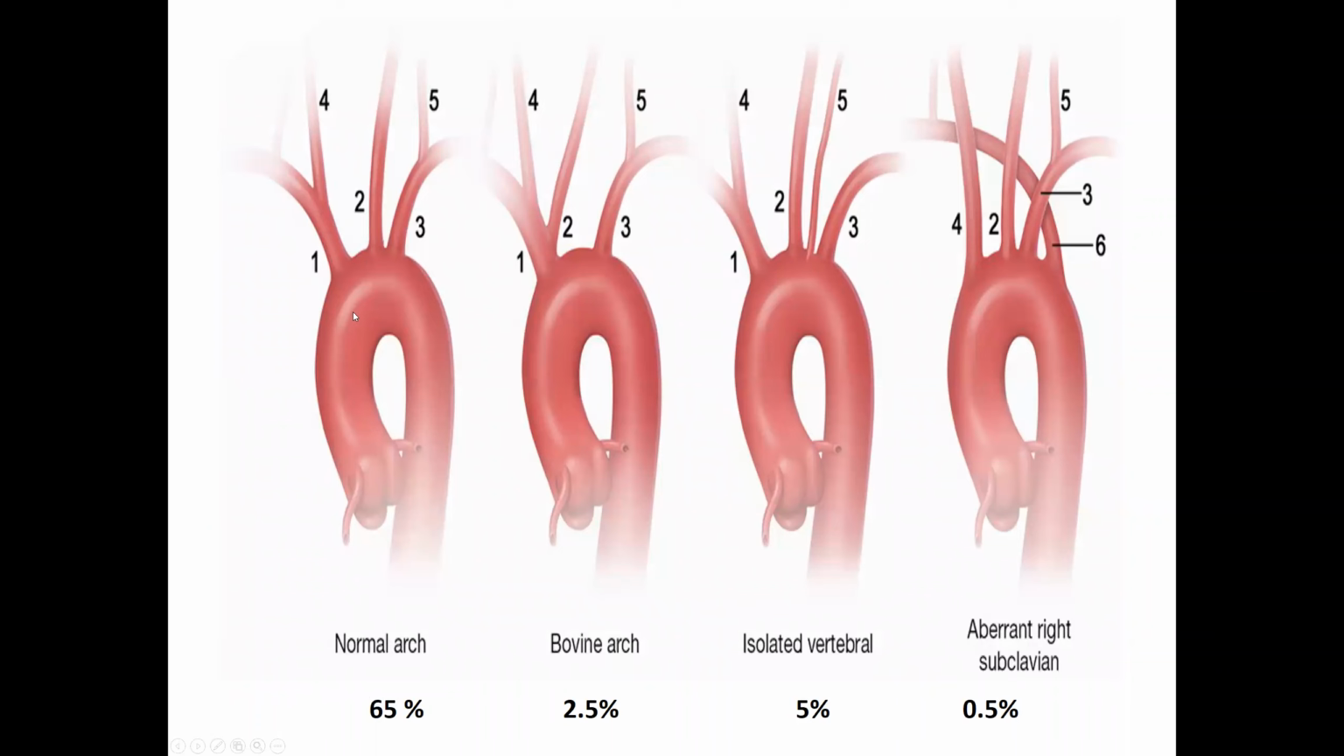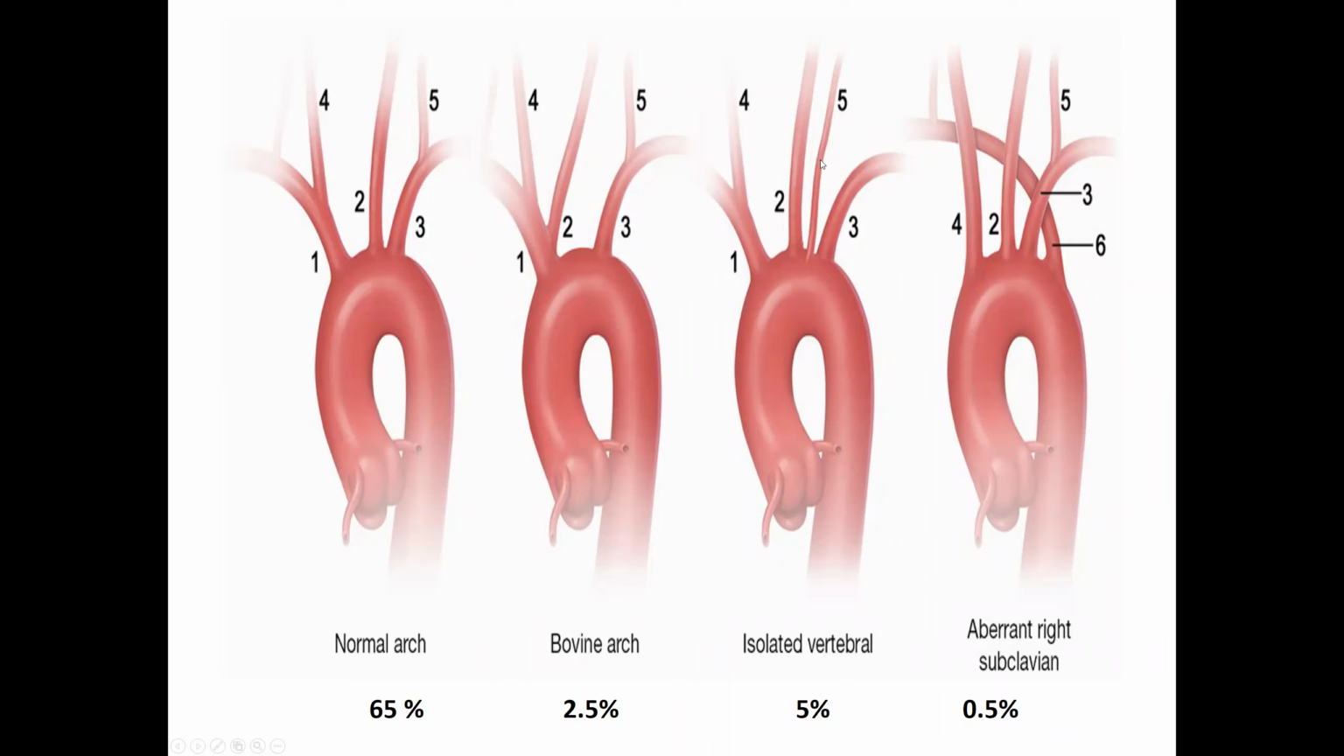This is the normal arch: brachiocephalic trunk, left common carotid artery, and left subclavian artery. Three main branches. This is called the bovine arch, when the left common carotid artery arises from the brachiocephalic trunk. So we will see only two branches arise from the aortic arch: brachiocephalic trunk and left subclavian artery.